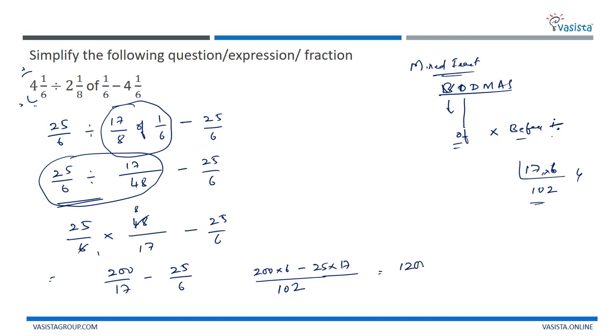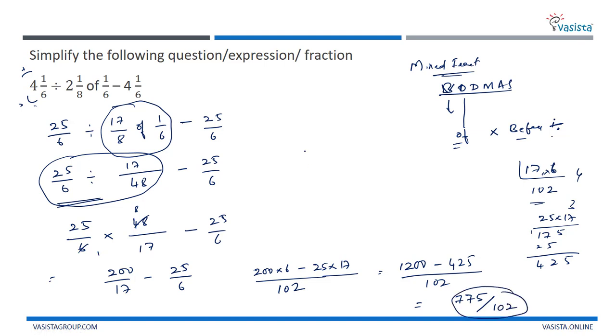This is going to be 1200 minus 25 into 17. 7 5s are 35, 3 carry, 7 2s are 14 plus 3, 17, so 425. That divided by 102. Now further simplification is required. Here 10 minus 5 is 5, right? 9 minus 2 is 7, right? 11 minus 4 is 7. So 775 by 102.